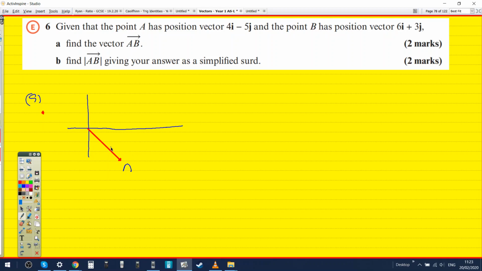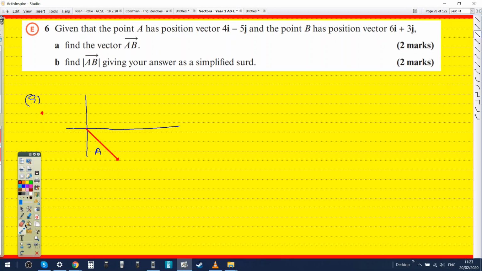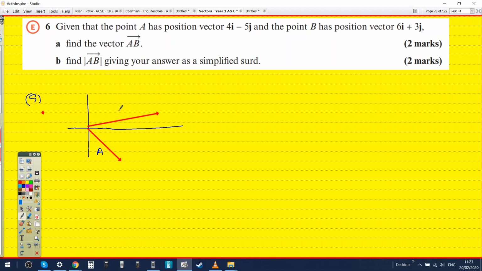So there'll be like 6 across and 3 up. And where does it start from? The origin. Yeah. So from A started. Yeah. Okay, so how do we get AB?